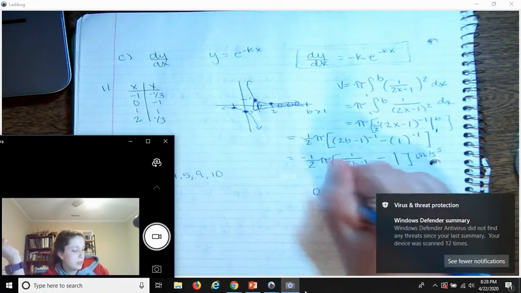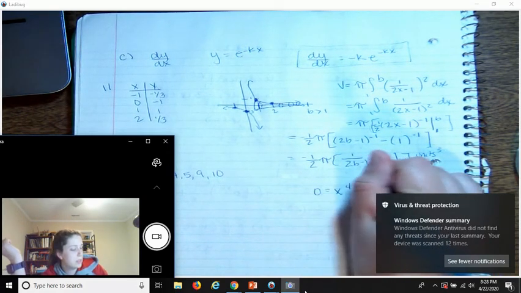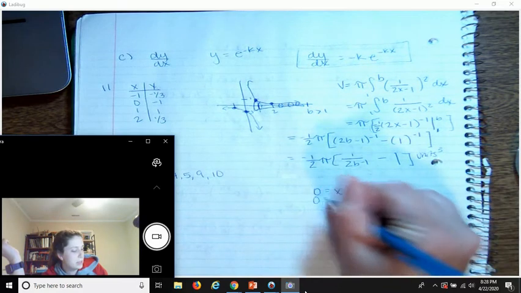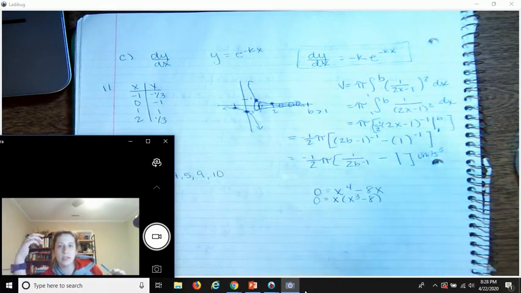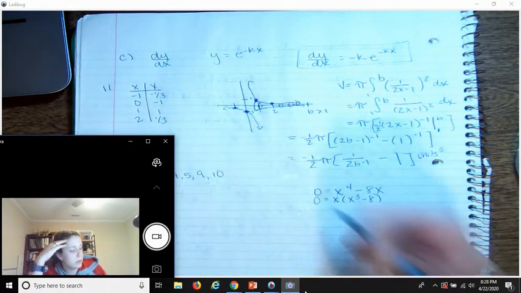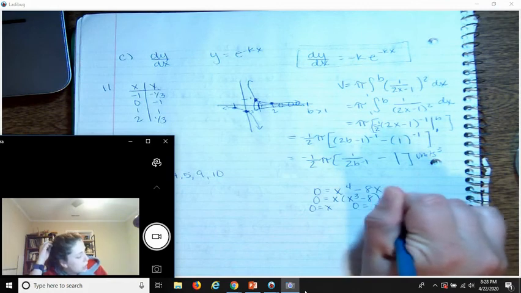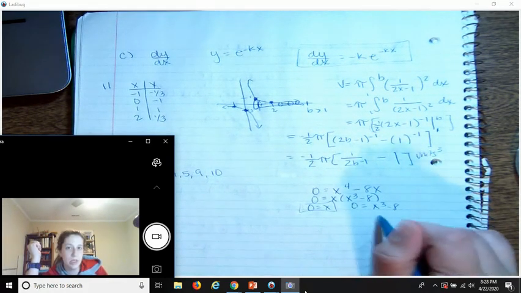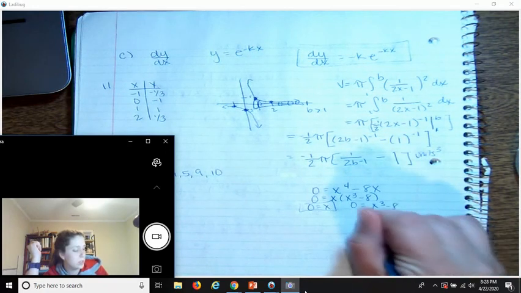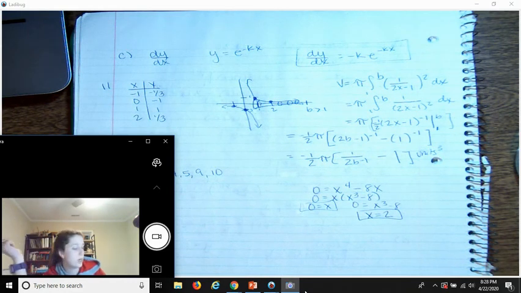So we set 0 equal to x to the 4th minus 8x. Factor out an x. And then you have 2 separate factors that you can set equal to 0. So 0 equals x and 0 equals x cubed minus 8. This one's solved. When you add 8 to both sides and take the cube root, you should get that x is equal to +2. Okay, and that's the only solution. If you had -2 in there, you would end up with -8, and that doesn't work.